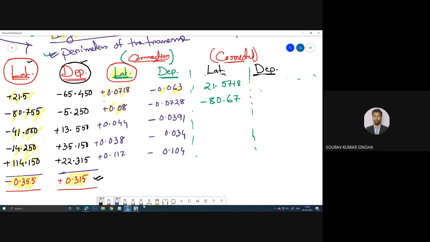And departure? 65.513. Positive, negative? Negative, minus. Exactly. Sign is very much important. Here it is positive, so you write it here positive. -65.51. Sign is very much important because it is latitude and departure. When you are putting the value under this column, latitude and departure, the sign is very much important. Even though we know that if there is no sign, that means positive, here you need to provide a sign.